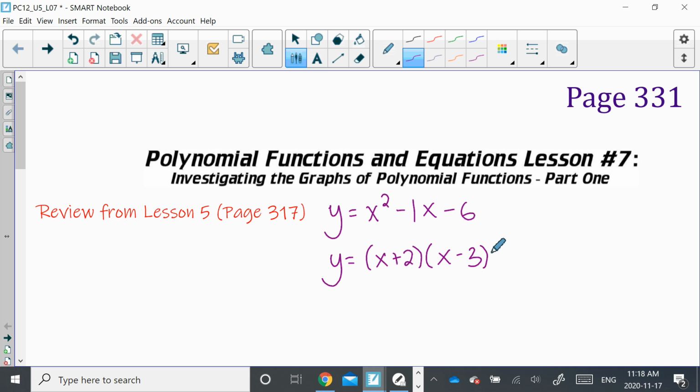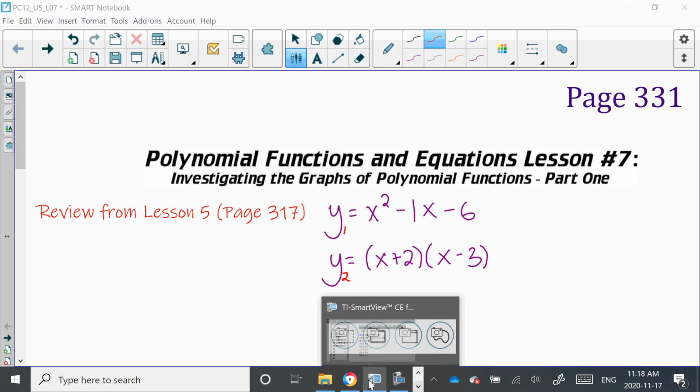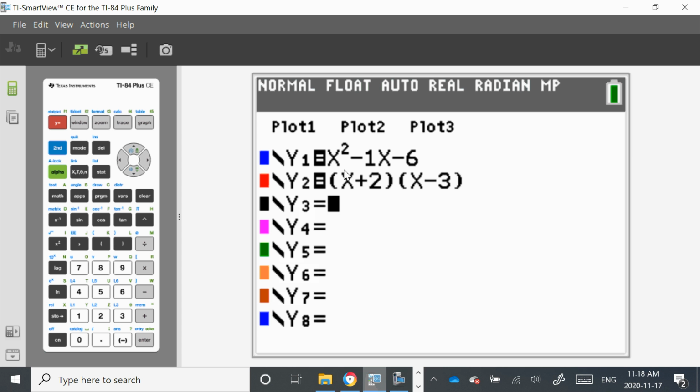What I want to show you first is whether we enter the expanded form on our calculator or the factored form on our calculator, we are going to get the exact same graph. So take out your graphing calculators, and in y1, let's enter the expanded form. And in y2, let's enter the factored form. I've actually got it in here, so you could just pause the video if you need a minute to enter it.